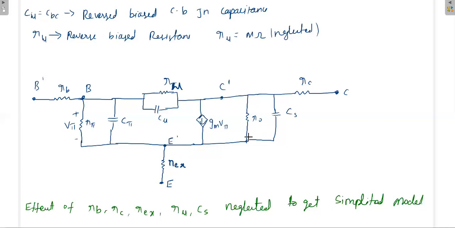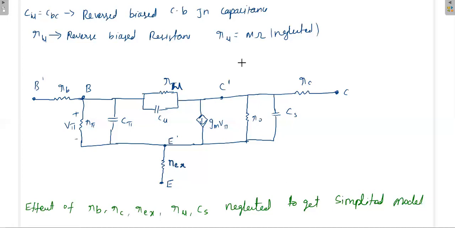And R naught value is very high, because if G naught is 0, no base width modulation, or if there is no early effect, R naught value is very high, that means you can do the open circuit here in general. Sometimes we will consider this based on this nature, whether we are getting very high or some medium value, we may or may not consider in future. Then the effect of RB, RC, REX, R mu, CS can be neglected to get the simplified model.